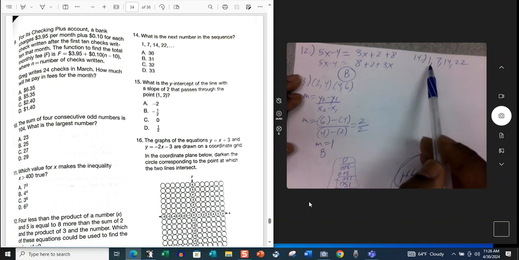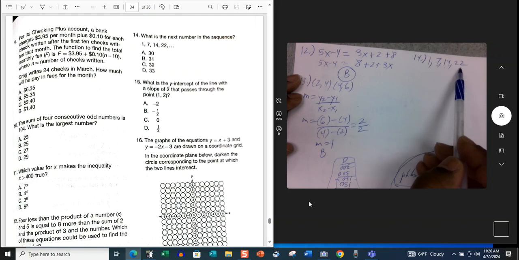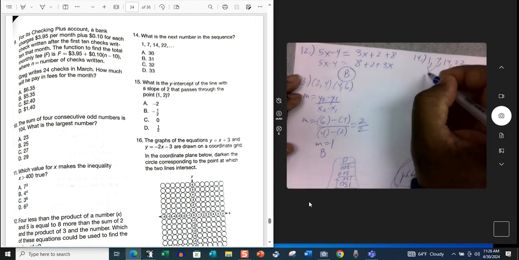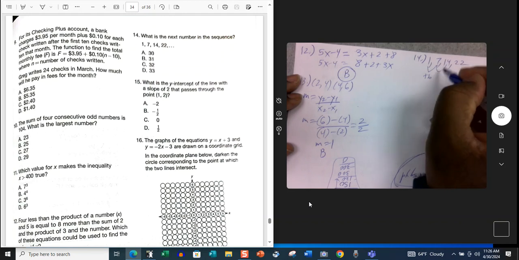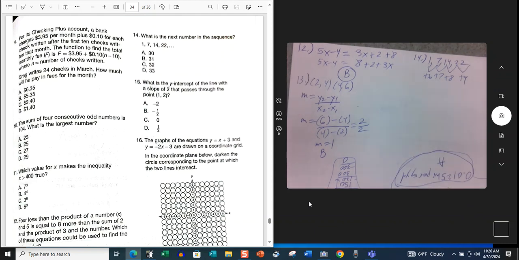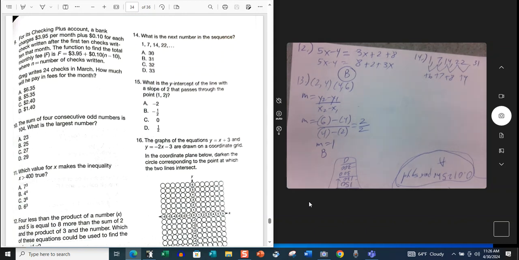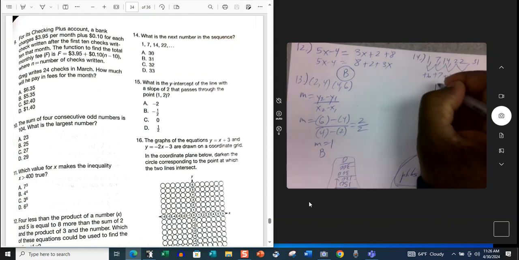So what it looks like, if we do 1 plus 6, that'll give us 7, and then 7 plus 7 is 14, then 8 plus 14 is 22. So what's happening here, we start out with plus 6, then we go to plus 7, then plus 8. So then, by reason, the next one should be plus 9. But they asked us, what is the next number in the sequence? So we'll do 22 plus 9, which is 31. So your answer here would be B.